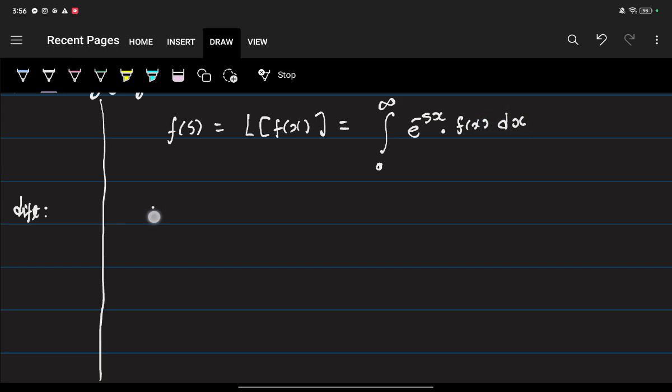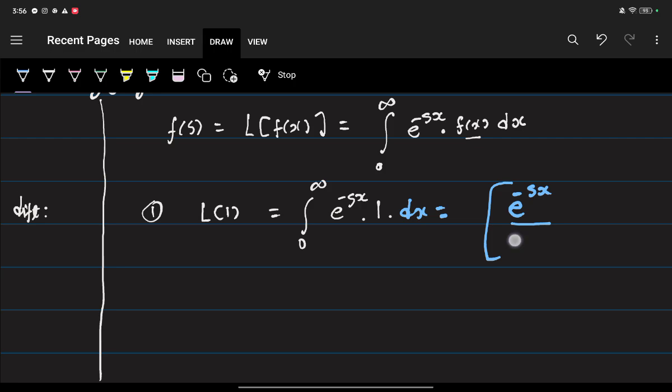First of all, what is the Laplace transformation of the number 1? It will be the integral from 0 to infinity of e raised to minus sx multiplied by 1, because here the function is 1, into dx. We know that the integration of e raised to minus sx is e raised to minus sx divided by minus s, from 0 to infinity.